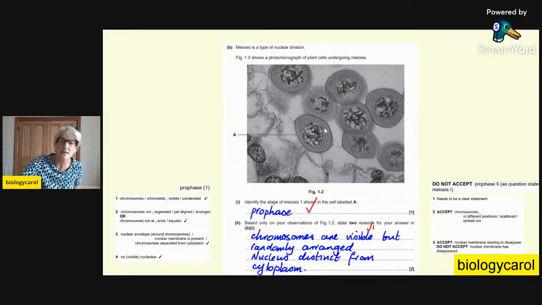So I ended up getting mark point 1 and mark point 2. Sorry, in fact, I ended up getting mark point 3 as well. My goodness. Yes, of course, because I'd used the word randomly. So only a 2-mark question, I got the maximum.